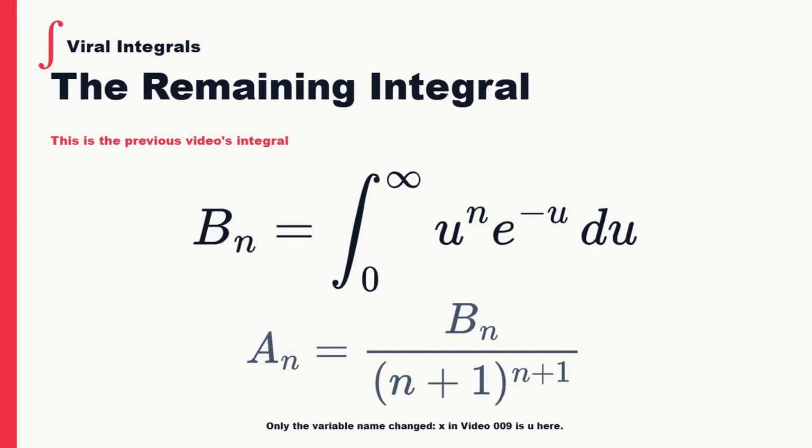So the only integral left is this b sub n part. It's the integral from 0 to infinity of u to the n times e to the negative u. And this is exactly the factorial integral from the previous video, just with u instead of x.